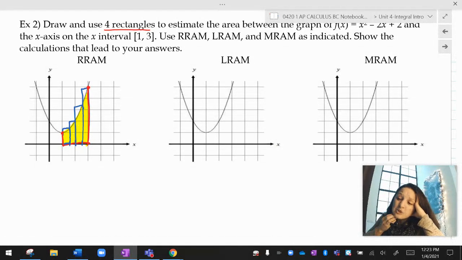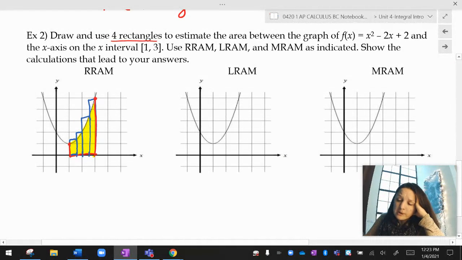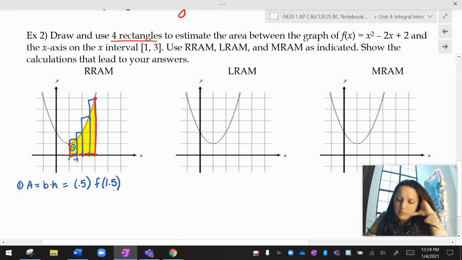And they want us to actually estimate the area. So we're going to do some calculations now. So if I wanted to find an estimate of that area, I would need to add the areas of those 4 rectangles together. Well, this rectangle started at 1, and it went up to 1.5. And I used 1.5 to find the height. So for rectangle number 1, the area of a rectangle is base times height. The base of my rectangle is 1/2 wide, and the height of my rectangle is f of 1.5.